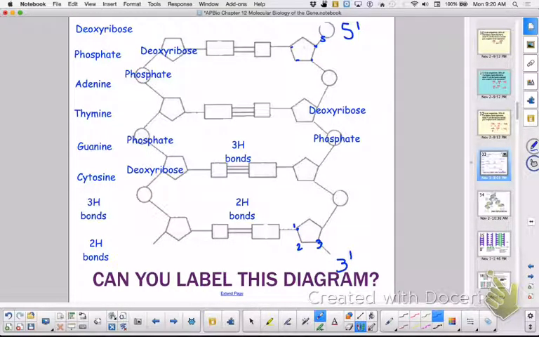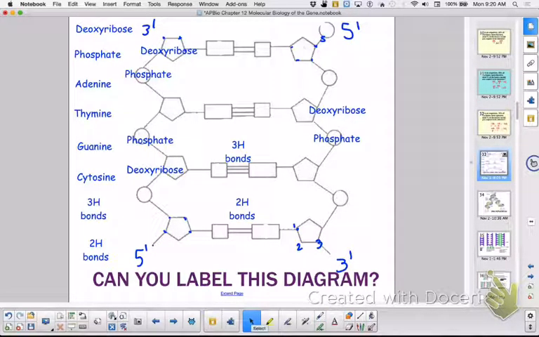Okay, so then let's go over here. Here's where it binds. I can't go here, right? So it's 1, 2, 3, 4, 5. 5' in, and this is the 3'. And I can check because here's 1, 2, 3. We all right with that? What else can I label?